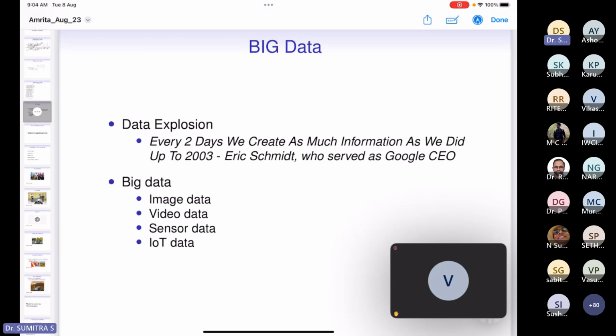So we have lots and lots of data. What is lacking is that we have sophisticated machineries to collect and store data, and what is lacking is efficient tools to extract information from the data. Different types of data are there: image data, video data, sensor data, IoT data, lots of data.